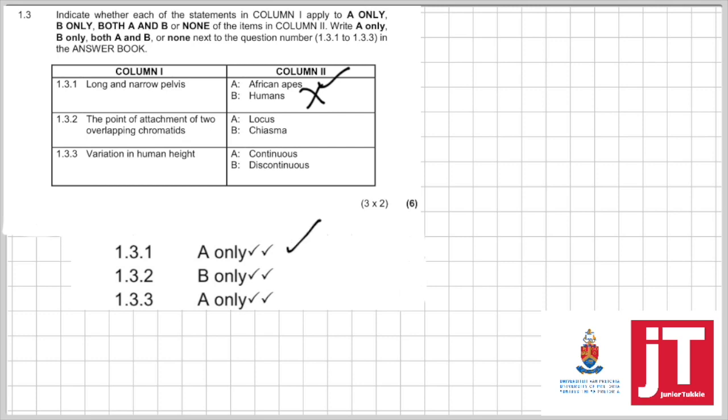1.3.2. The point of attachment of two overlapping chromatids, that we know is the chiasma, and the locus is not a point of attachment. So our answer is B only. And then 1.3.3. Variation in human height. That is a very good example of continuous variation. So our answer is, of course, A only.